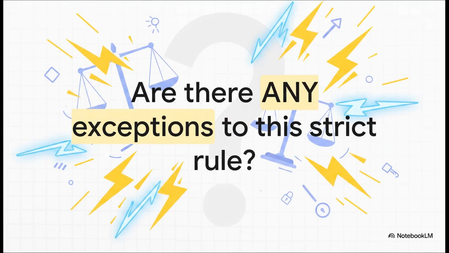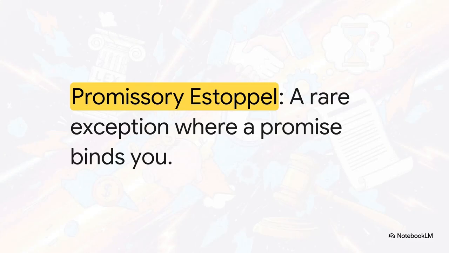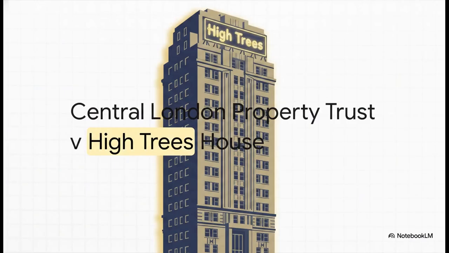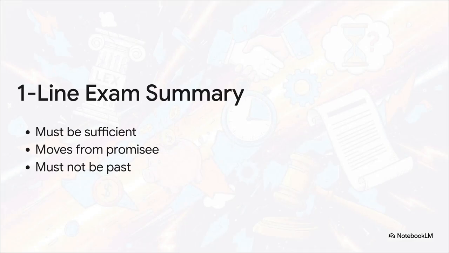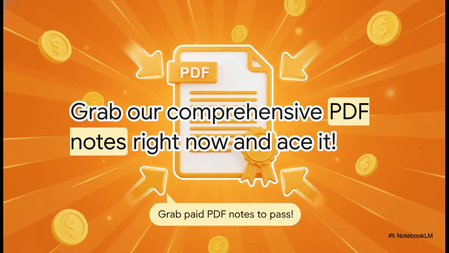Now, you might be wondering, are there any sneaky exceptions to this super strict rule? Actually, yes. Promissory estoppel, it's a rare, equitable exception where a promise actually can bind you. The famous High Trees house case perfectly shows this estoppel exception. Definitely memorize that one. Anyway, back to our main rule. Consideration must be sufficient, move from the promisee, and never be past. Will your next promise hold up?